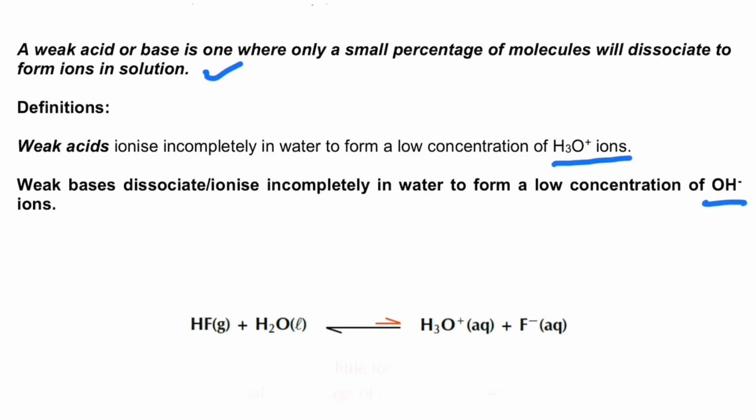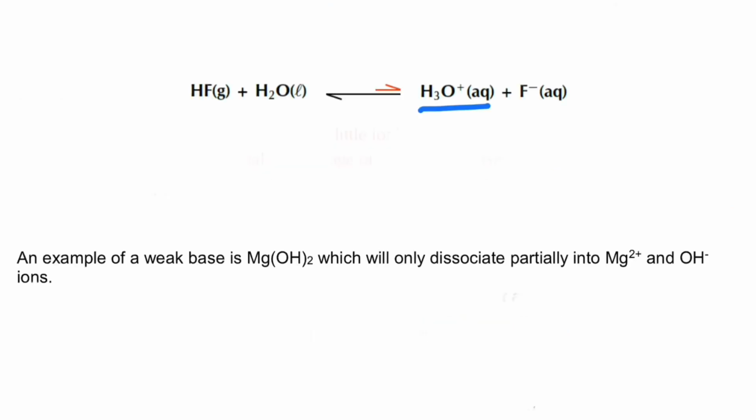An example of a weak acid is hydrofluoric acid, HF, which when it ionizes produces a low concentration of H3O+. We can see that denoted by the arrow here: in the forward reaction, not much product is formed. An example of a weak base is magnesium hydroxide, which only dissociates partially into Mg2+ and OH- ions.